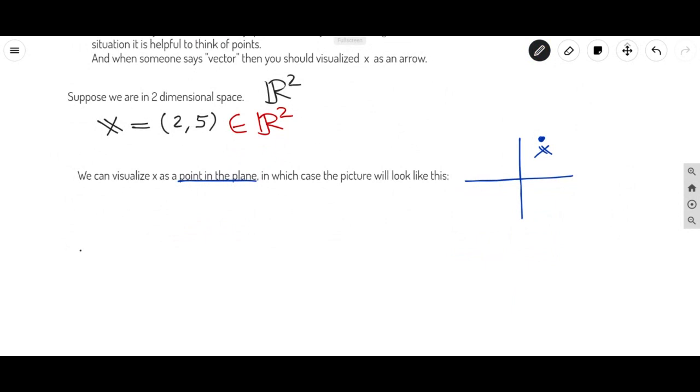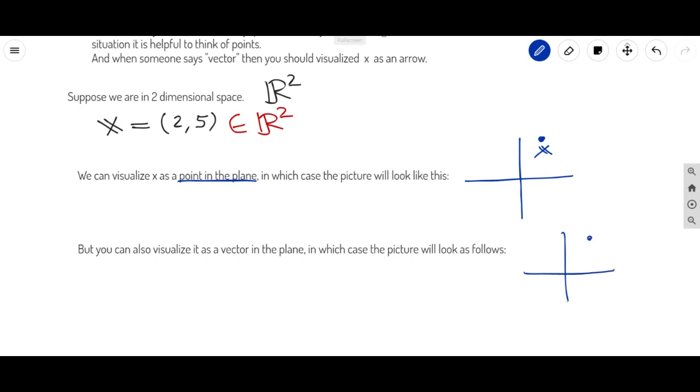But you can also visualize it as a vector in the plane, in which case the picture will look a little bit different. You would again draw your axes, and then instead of making a point, you would instead draw an arrow going up to it. So then you would have an arrow at 2, 5, whereas here you just have a single point at 2, 5. This is just a difference in visualization. This is called point, and this is what you call vector.